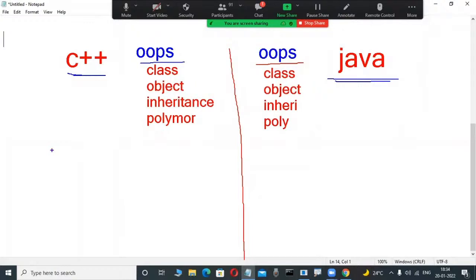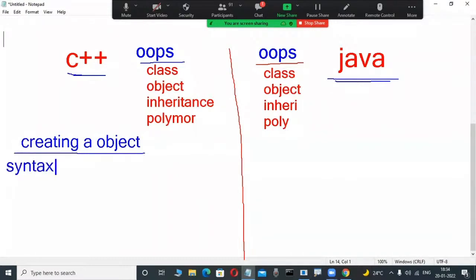Can anybody guess? Suppose in C++, I want to create an object from a class, what is the syntax? Do any technical persons have an idea? So many persons have an idea, I think. Creating an object from the class, what is the syntax in C++? Observe here. Yes, so many fellows have an idea. What syntax do they give in C++? Slowly observe here, here is the only difference: class name, space, object name.